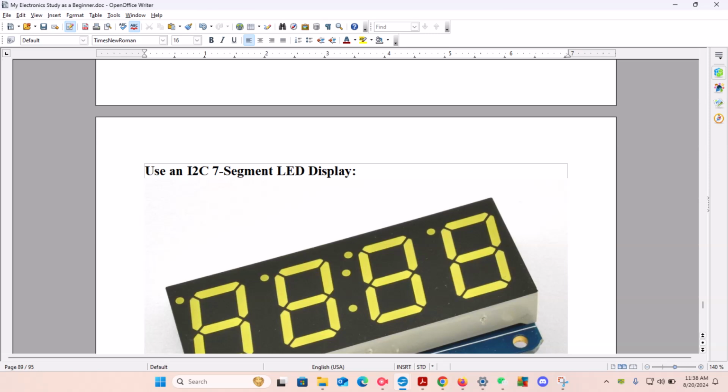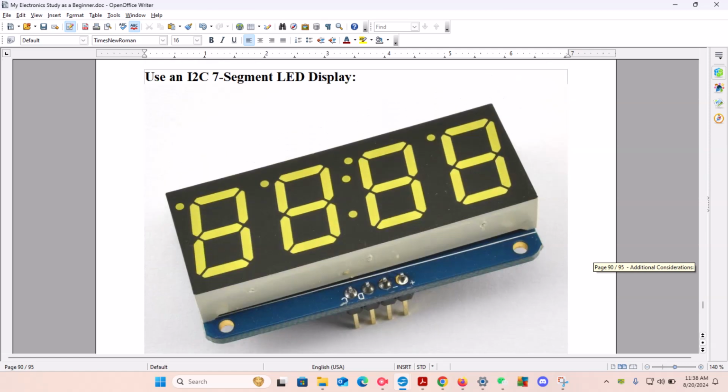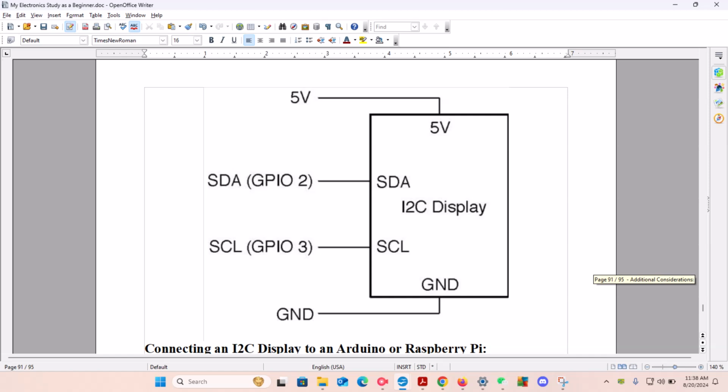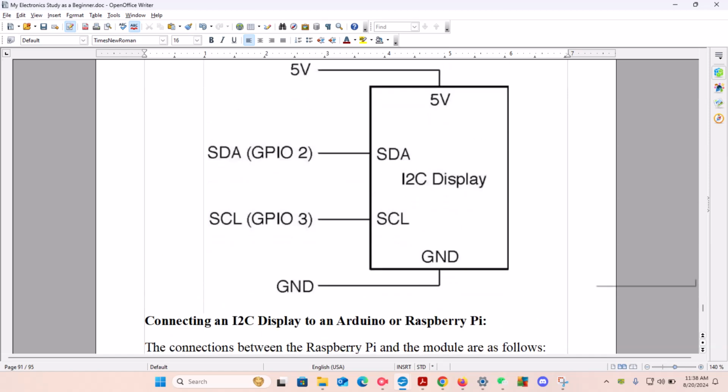Now let's look at the LED display. Okay, so this is an I2C 7-segment LED display. Notice we've got 4 digits here for output. So let's look at a basic idea.